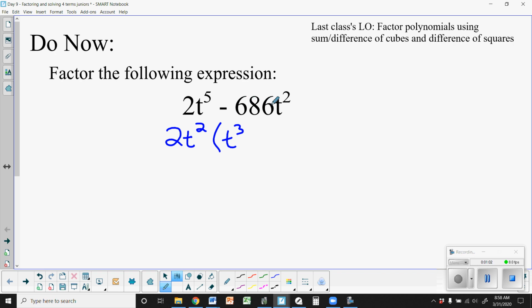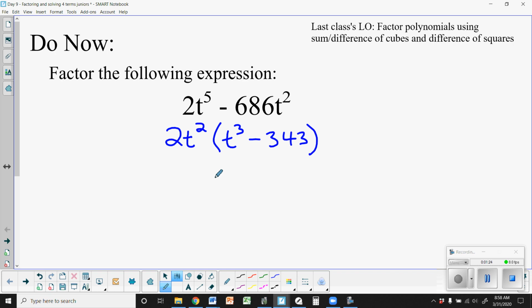And then 686, can we divide that by 2? Yep, we can. 6 divided by 2 is going to be 3. 8 divided by 2, 4. 6 divided by 2 is 3. So that number just splits in half. And then we have no more t's because t squared divided by t squared is just going to be 0 t's. So t to the 0, which is the same as 1.